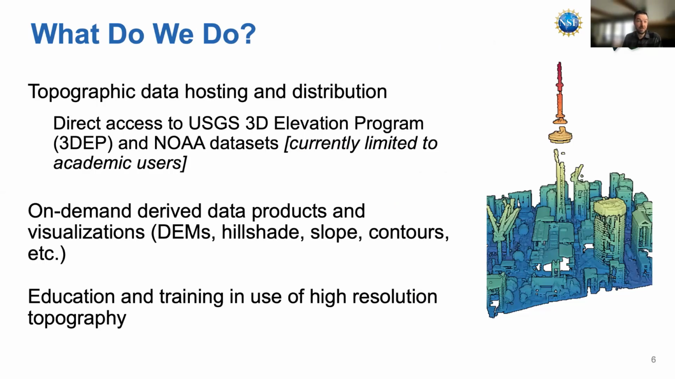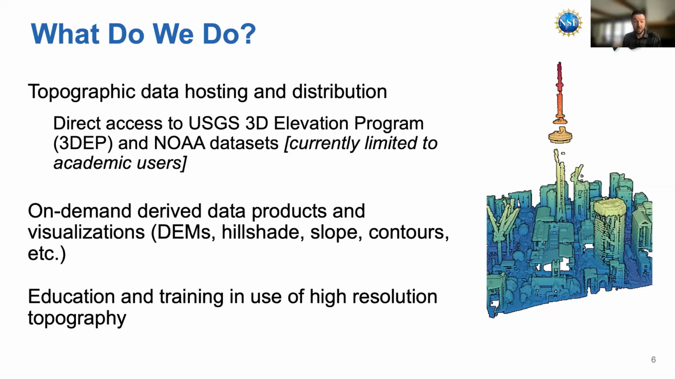What do we do? Primarily topographic data hosting and distribution. This is centralizing data, acting as a clearinghouse for various kinds of topographic data, making data easy to find, easy to reuse, easy to cite. We do not collect data. We don't have laser scanners. We don't go out in the field and generally produce data. We centralize and aggregate and host data and then provide this compute resource to derive products on top of this centralized data archive.